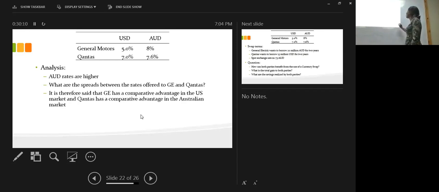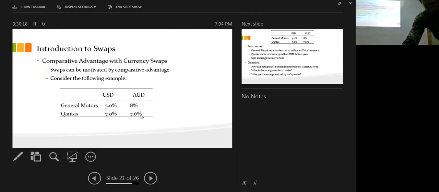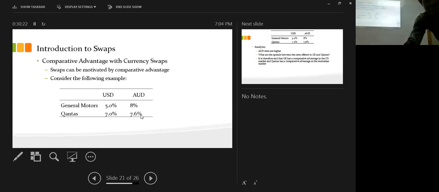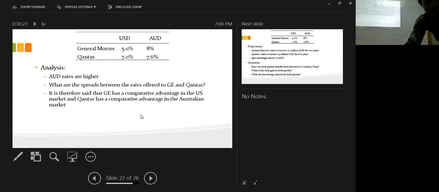Let me show something different. They're saying that General Motors will take 5% in the US, but then GM and Qantas, Qantas will take 7.6%. 5 and 7, 8 and 7.6. And then the advantage will be 2.4. Sorry, 2.4.